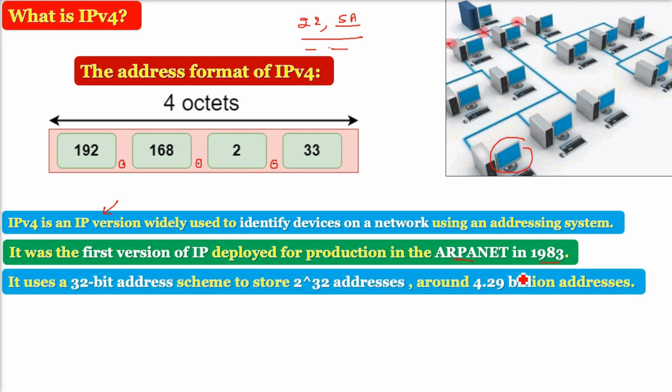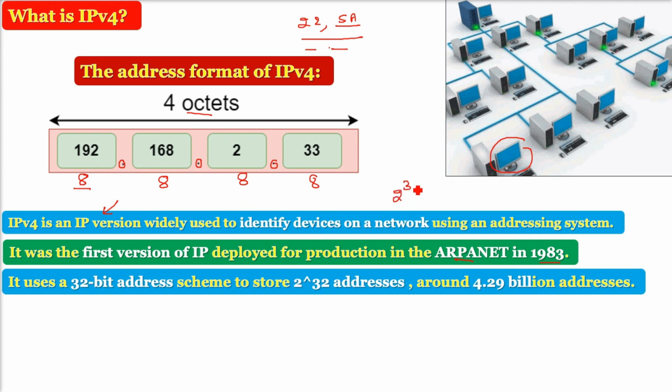You know about ARPANET. If you know about internet, you know about ARPANET. So 1983, most of us were not born at that time. So this is a 32-bit address. 1 octet is 8-bit. That is why we call it octet. Oct means 8. So 8-bit, how many bits do we have? 8, 8, 8, 8, 4 eights are 32. So we have a 32-bit address.